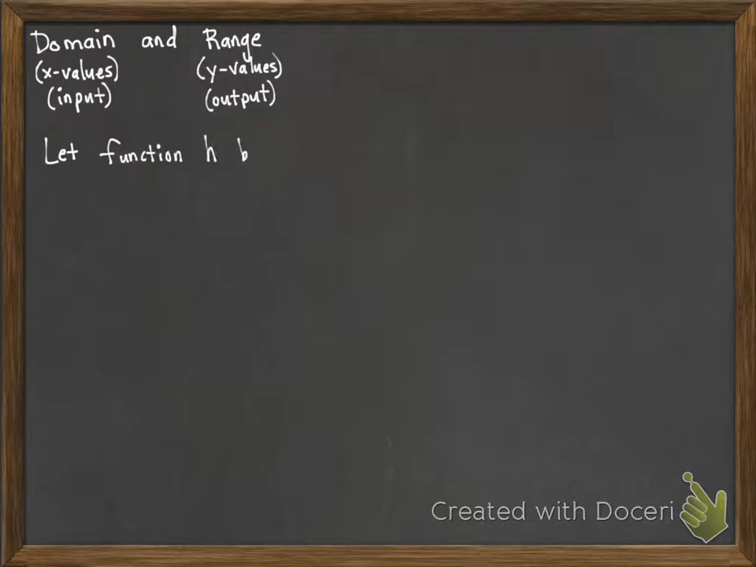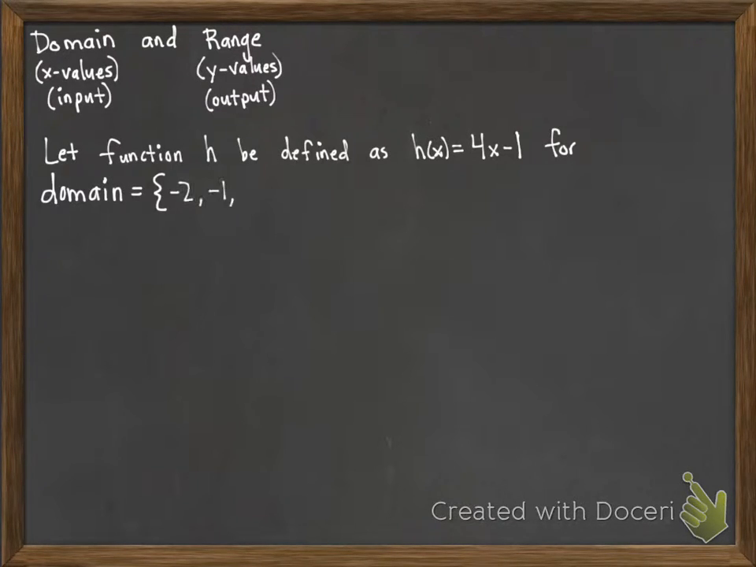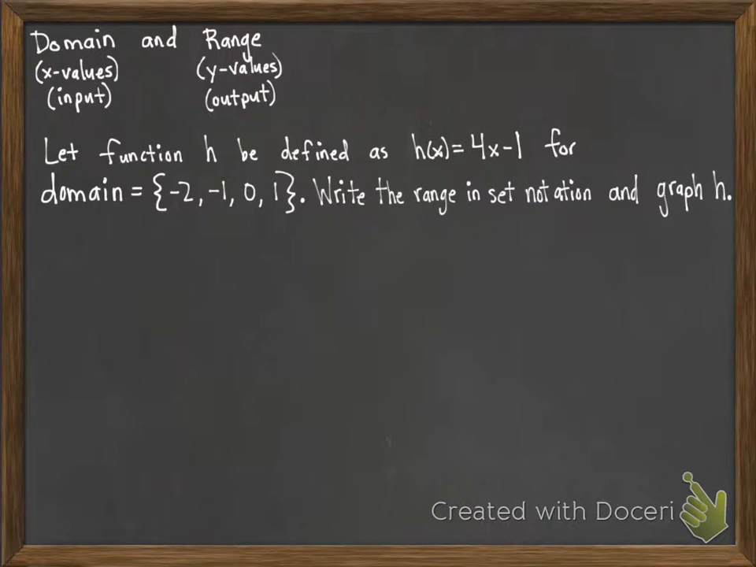We need to be able to find the range by inputting all of the domain values into our function. So if we have the function where h of x equals 4x minus 1, and the domain of -2, -1, 0, and 1, that means we're going to plug in those values to find the range. Then we can go ahead and graph that function.